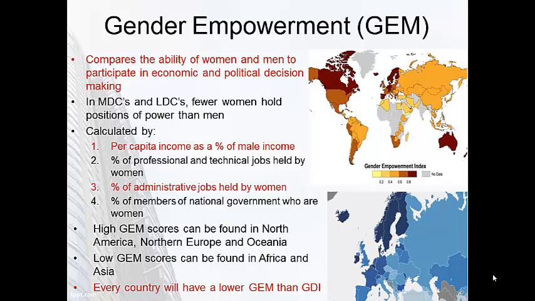Now, higher GEM scores can be found in, probably not surprising, areas such as North America, Northern Europe, and the Oceania region, and lower GEM scores can be found in Africa and Asia. Now, every country will always have a lower GEM score than GDI, because obviously if it had a higher GEM score, that would mean women are progressing more so than men, and we would have a different type of gender inequality.